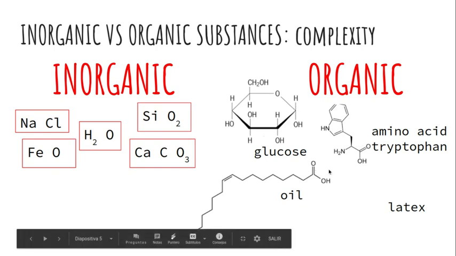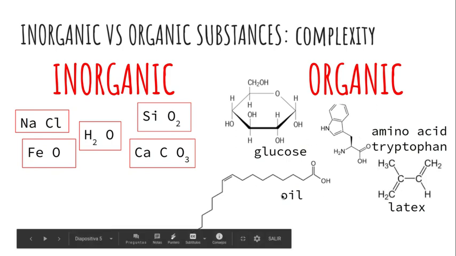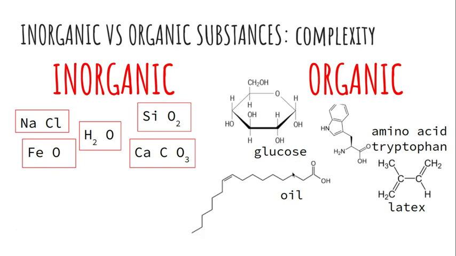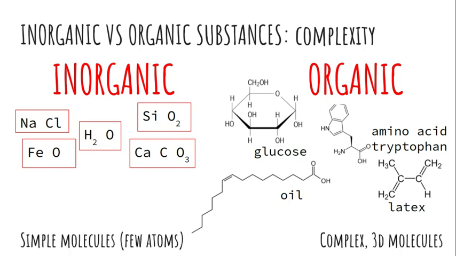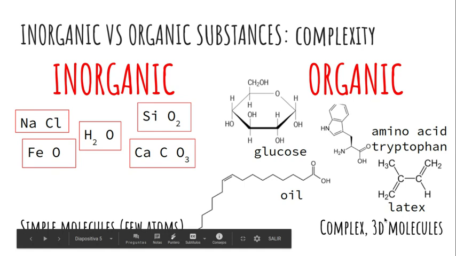That's why these 4 substances are very different substances among organic substances, always with the same type of atom: carbon. But then carbon, hydrogen, oxygen, yes, you can make a great variety of very complex molecules, okay? So simple molecules are inorganic substances, simple molecules with a few atoms. These are very complex 3D molecules.